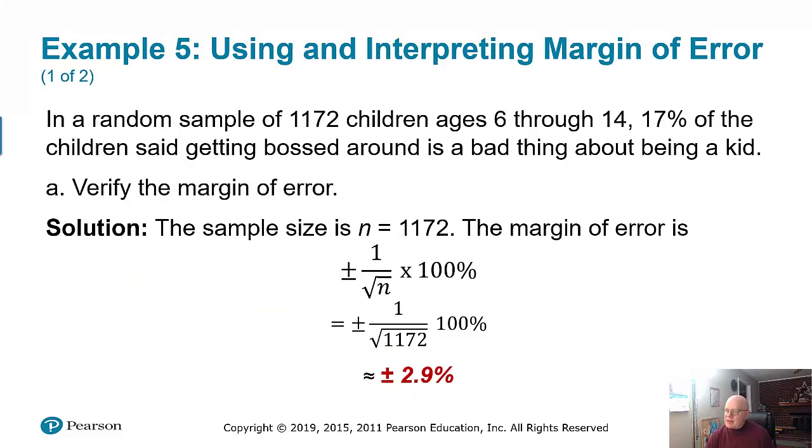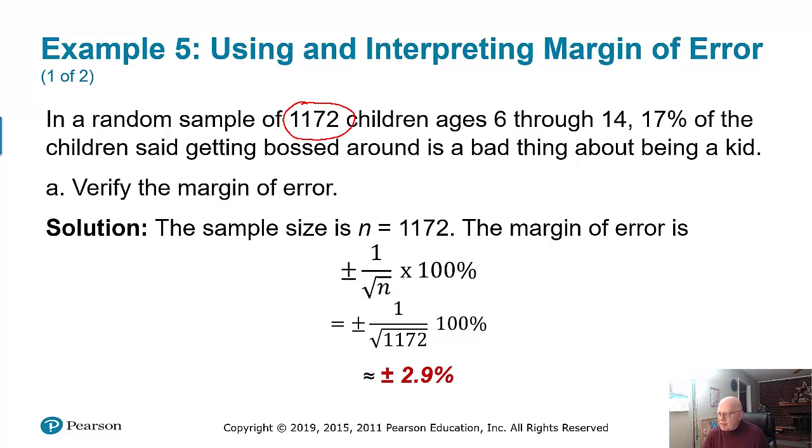So here's a small example for you. We've got a random sample of 1172 children, ages 6 to 14. 17% said getting bossed around is a bad thing, one of the bad things about being a kid. What's the margin of error?